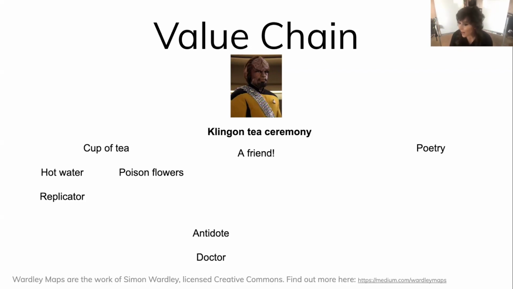You're also going to need a friend. Maybe she's a doctor. You're also going to need some poetry that you share with each other over your poisonous cup of tea. If you're going to continue to have a friend after she drinks the tea, then you're going to need an antidote, because no human could survive that. And in order to get the antidote, at this point, you need a doctor, because it's kind of like an artisanally mixed thing. So that's a value chain for the Klingon tea ceremony.